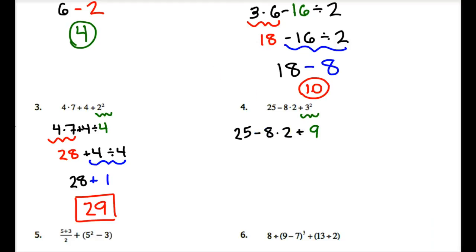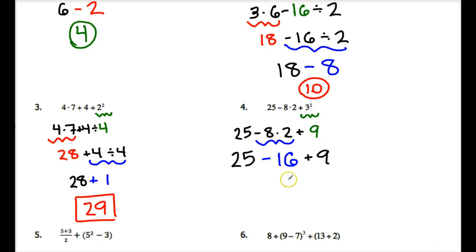Now I'm going to do multiplication and division left to right. So my first operation I see here is subtraction. I'm going to ignore that, so I'm just going to bring down my 25. But I do have multiplication next. I have a negative 8 times 2. Negative 8 times 2 is negative 16, so this becomes a minus 16. And then we bring down our plus 9.